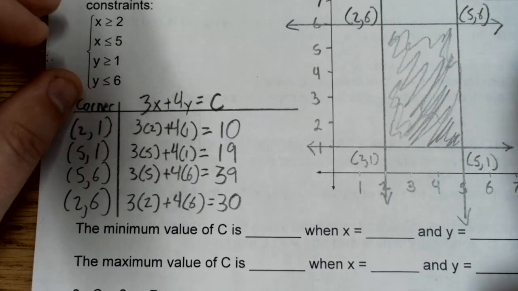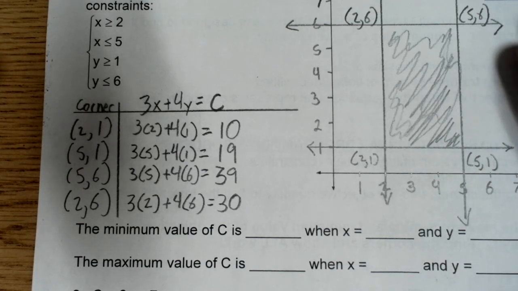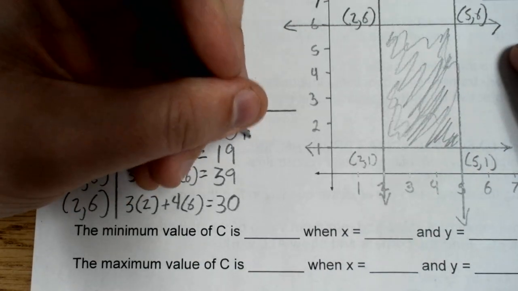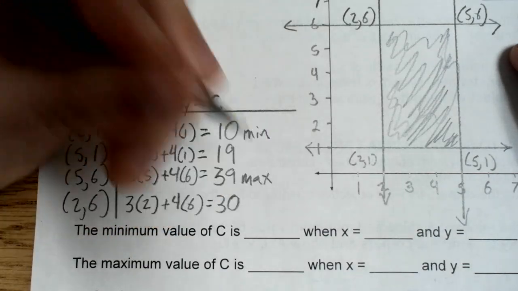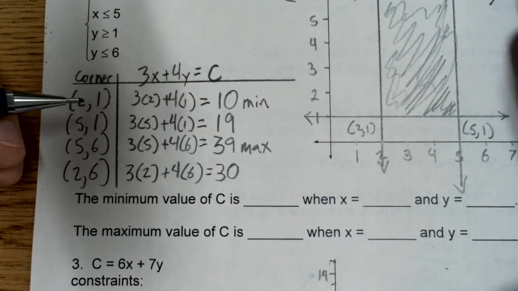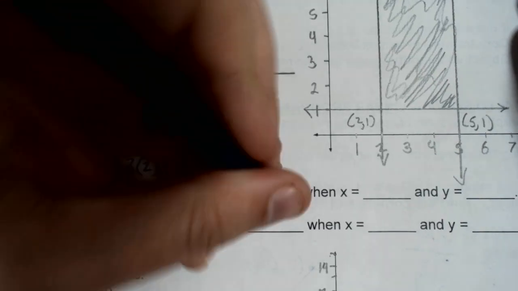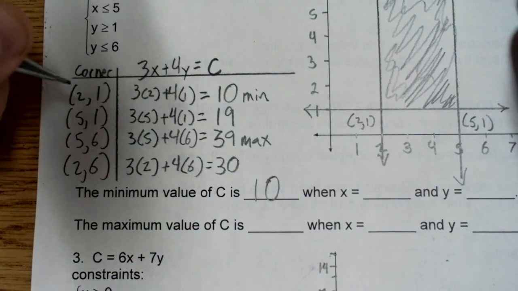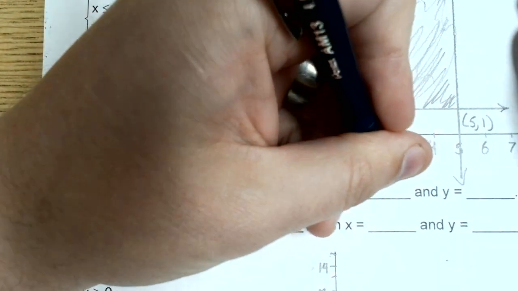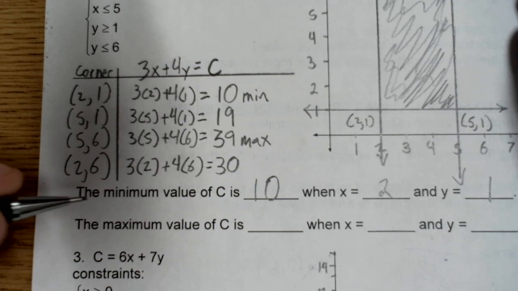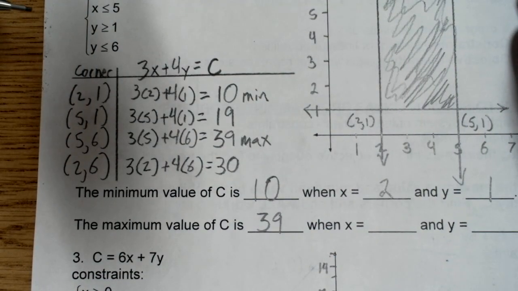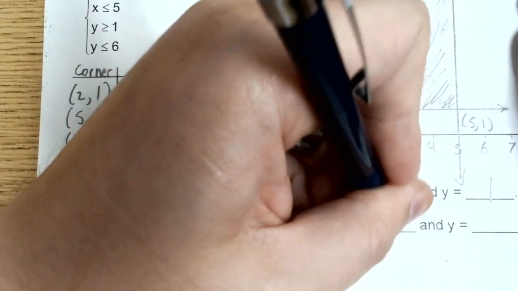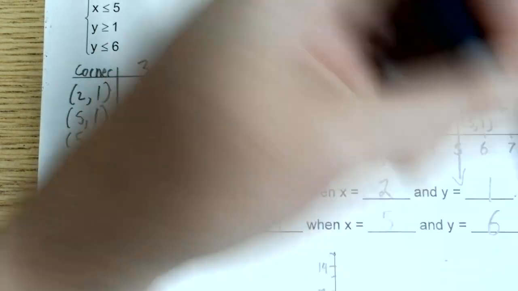So with those, I'm just going to look for the highest value and the lowest value. So it looks like 10 is my minimum, and 39 is my maximum. So the minimum value of C is 10 when x is 2 and y is 1. Then the maximum value is 39 when x is 5 and y is 6.